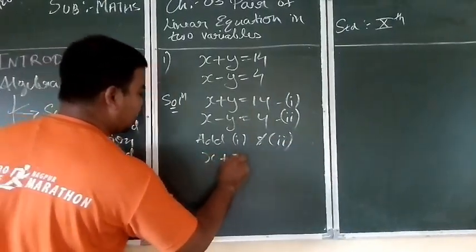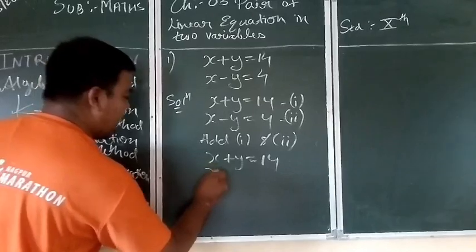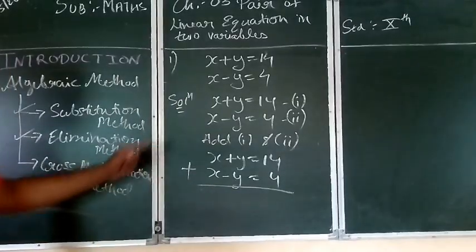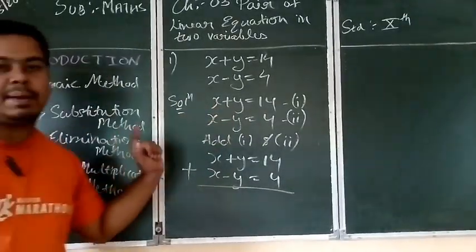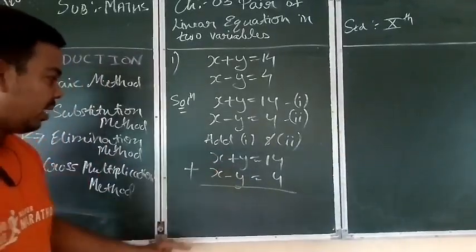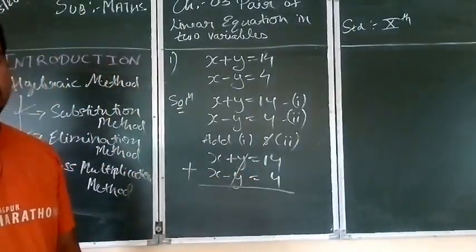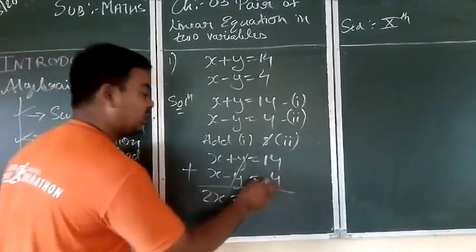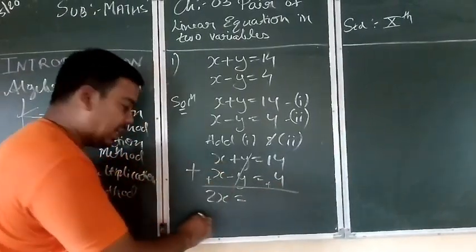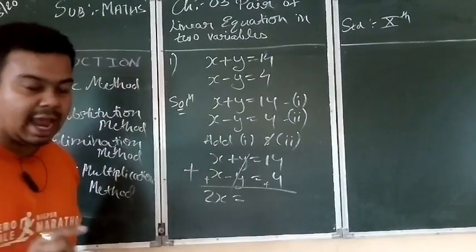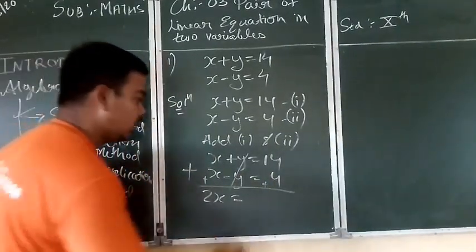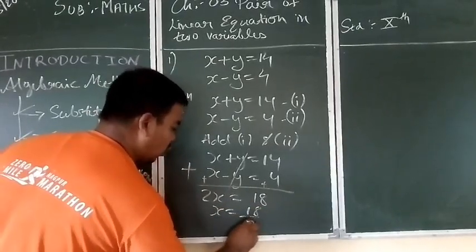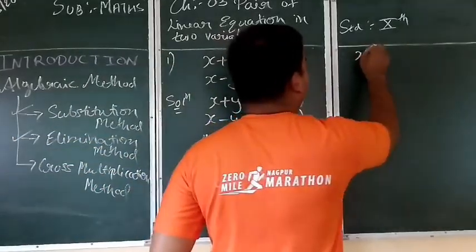Okay. So x plus y is equal to 14 and x minus y is equal to 4. We add here because easily we can eliminate one variable. So plus y minus y cancel. x plus x is 2x, and 14 plus 4 is 18. Now find the value of x: 18 divided by 2 is 9. So x is equal to 9.